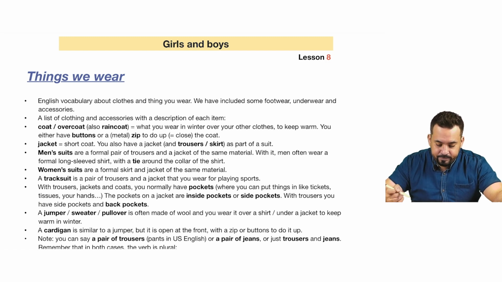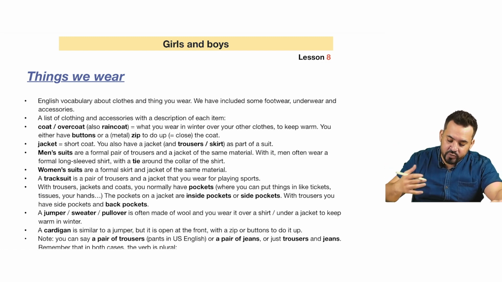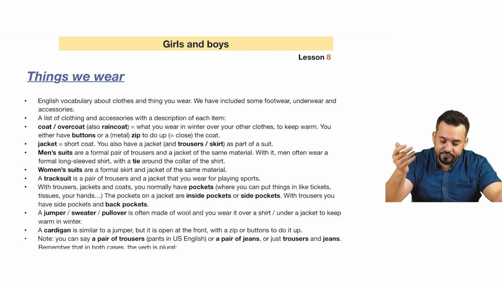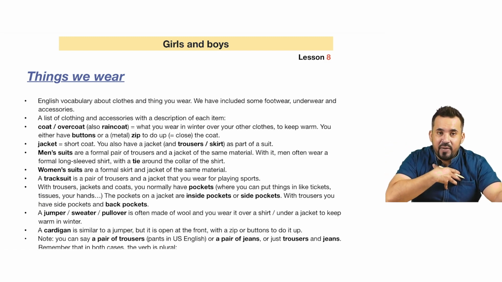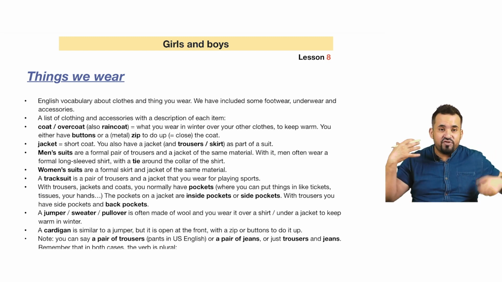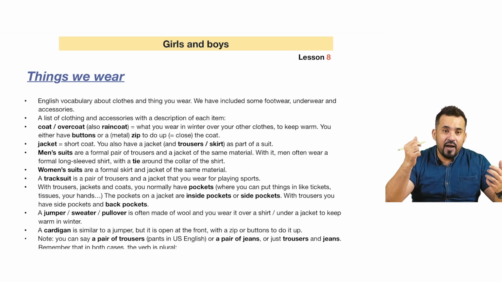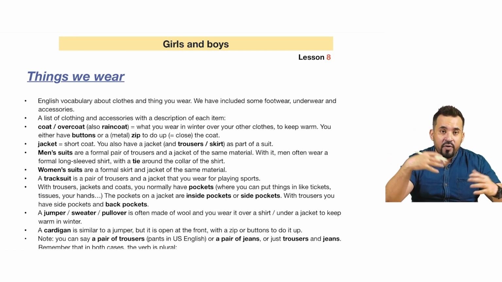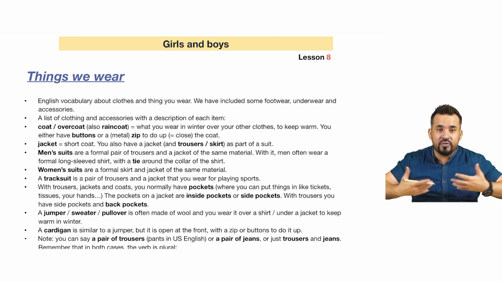A jacket. A jacket is a short coat. You also have a jacket and trousers or skirt as part of a suit. So a suit consists of a jacket and trousers, or a jacket and a skirt for ladies. And a jacket by itself is just a short coat.